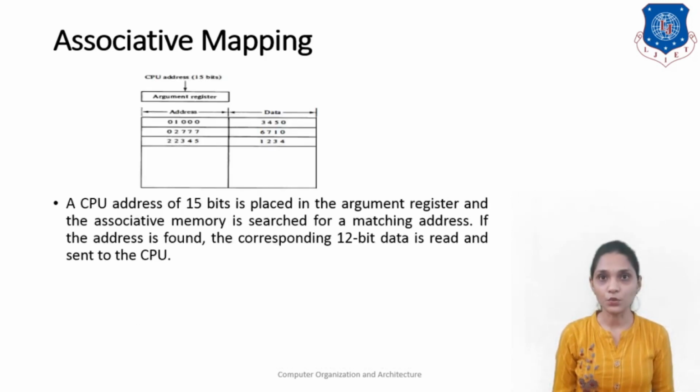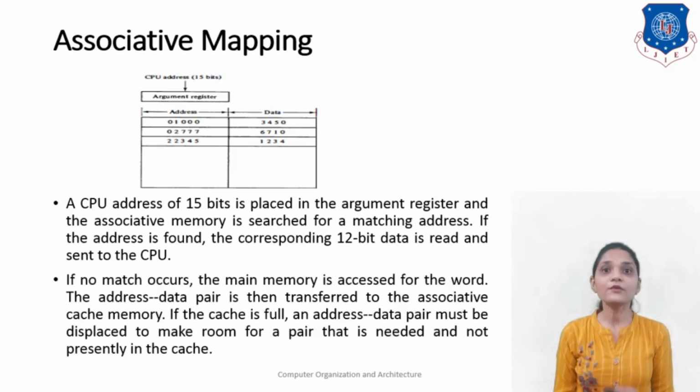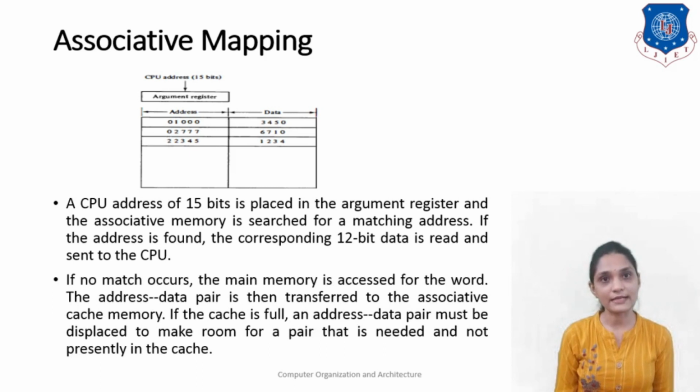So let me see how it will work. A CPU address of 15 bits is placed in the argument register, and the associative memory is searched for a matching address. If the address is found, the corresponding 12-bit data is read from that memory and sent to the CPU. If no match occurs, the main memory is accessed for the word, and the address-data pair is then transferred to the associative cache memory also. If the cache is full, an address-data pair must be displaced to make room for the pair that is needed and not presently in the cache.